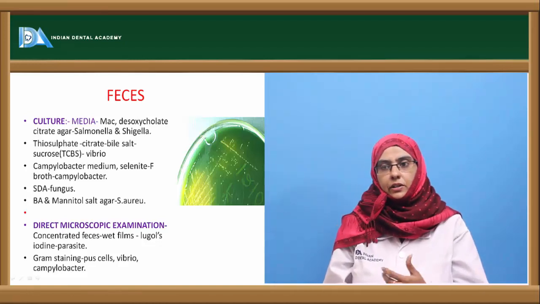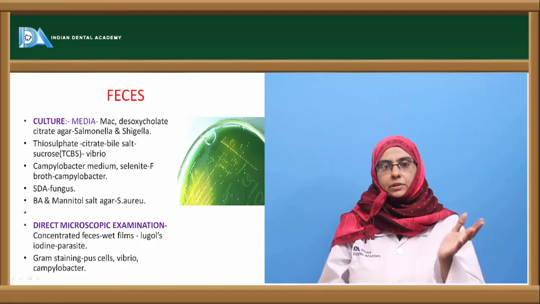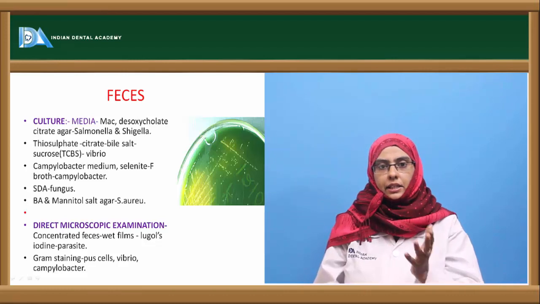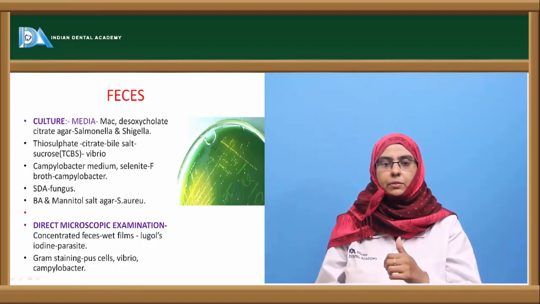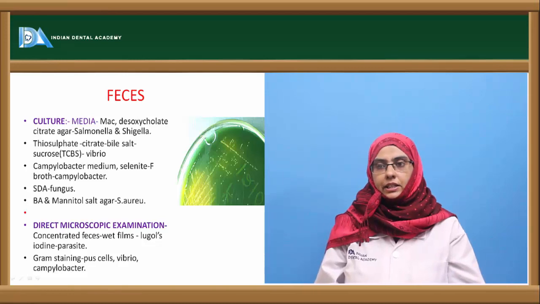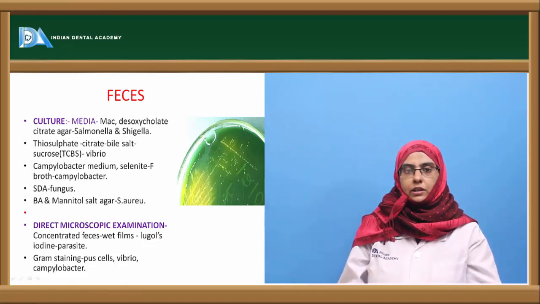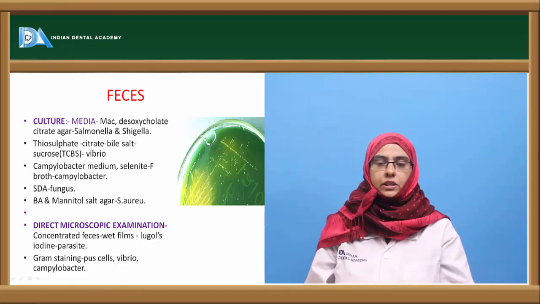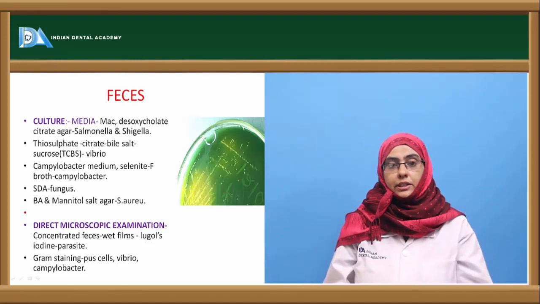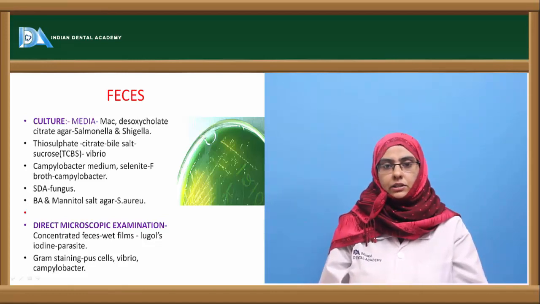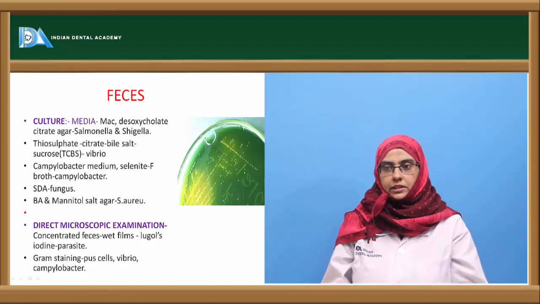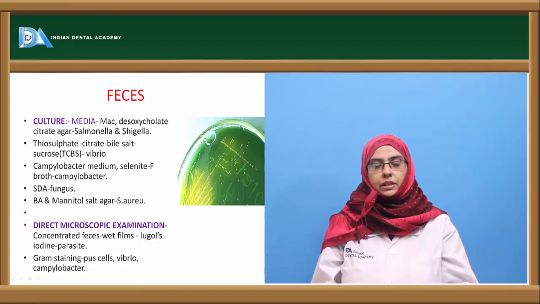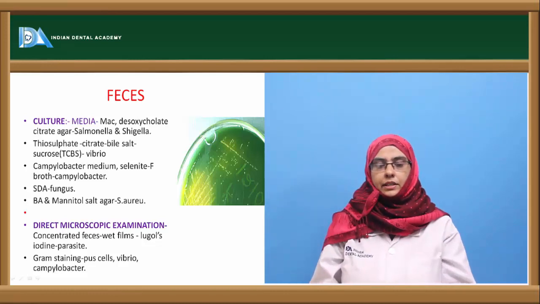Apart from the selenite F-broth, which is also used, the organisms are grown and then subcultured on deoxycholate citrate agar and Campylobacter agar, and they are incubated at 37 degrees centigrade to identify Campylobacter, Salmonella or Shigella organisms. And if there is any suspicion of fungal infection, go for the Sabouraud's agar. And for toxin-producing organisms such as Staphylococcus aureus, you can go for blood agar or mannitol salt agar. So feces can be subjected to different types of culture identification.